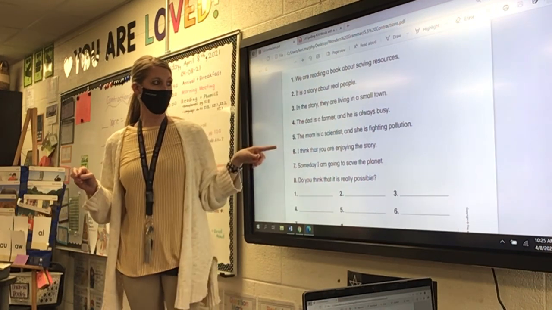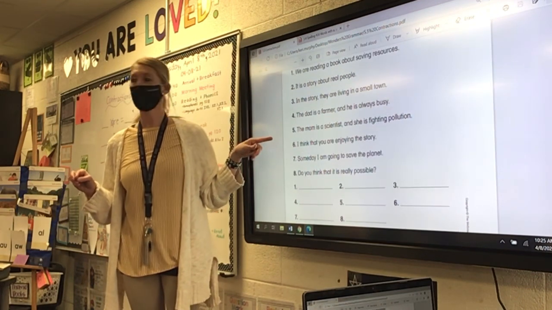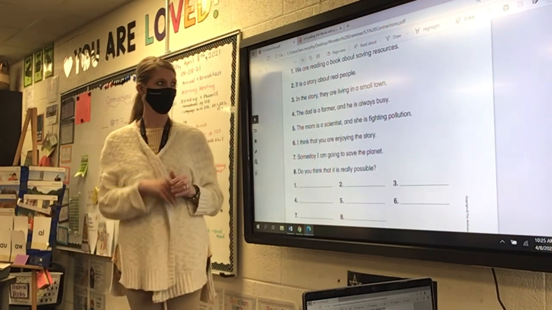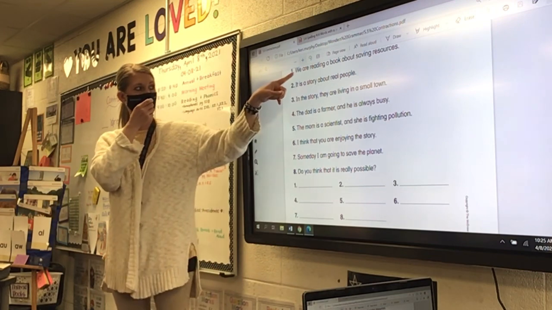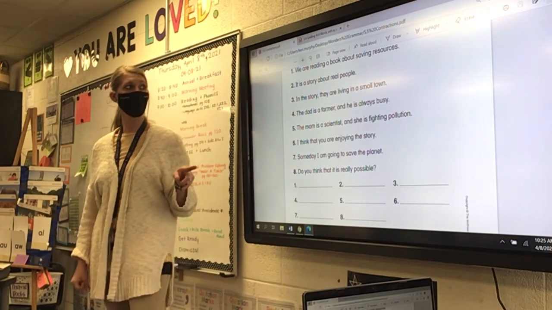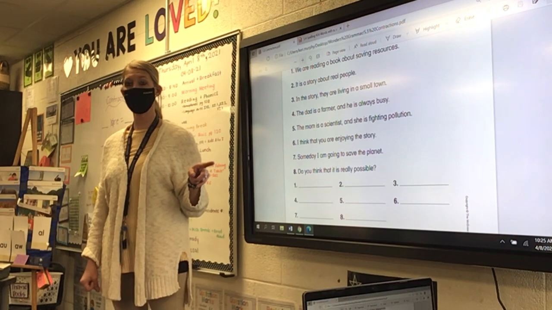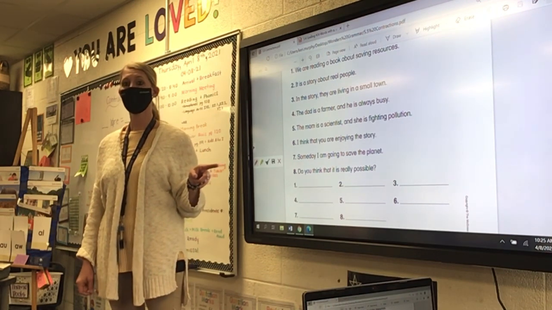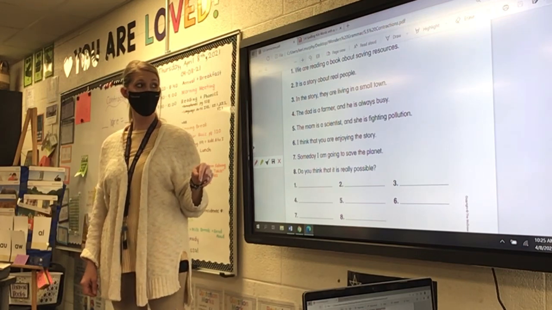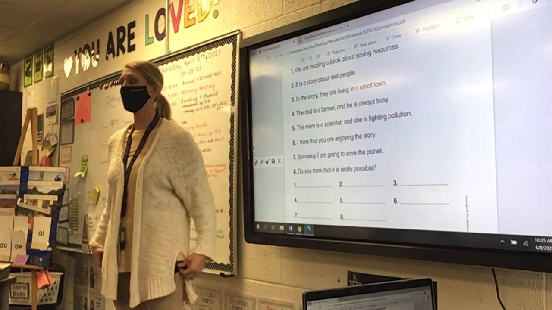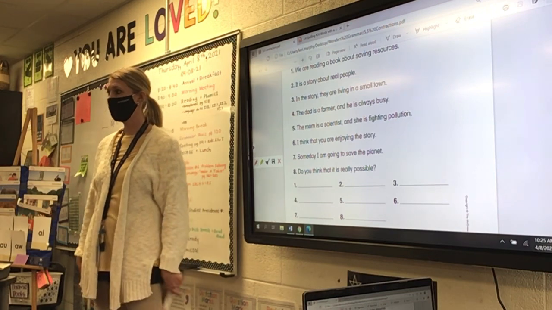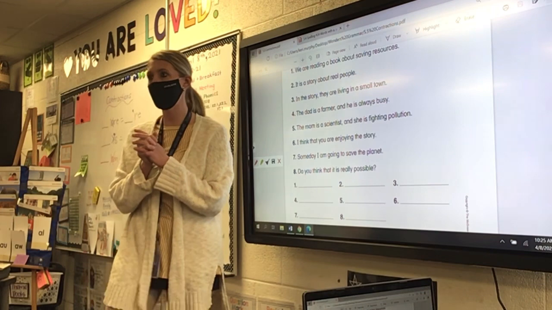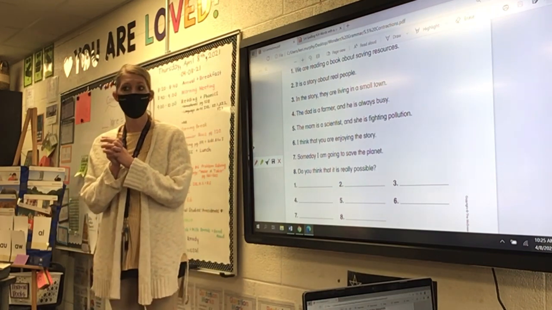So let's have Kinsley read number one really loud. Oh, number one, buddy. We are reading a book about saving resources. Okay, so I'm going to look for two words I can put together to make a contraction. Kinsley, did you spy two? Yes. We are.